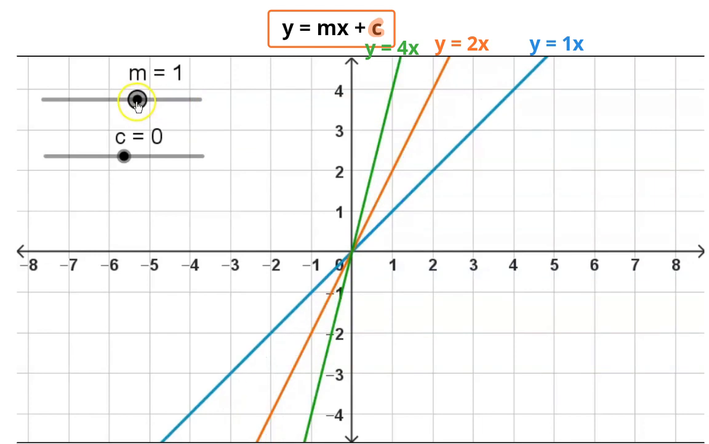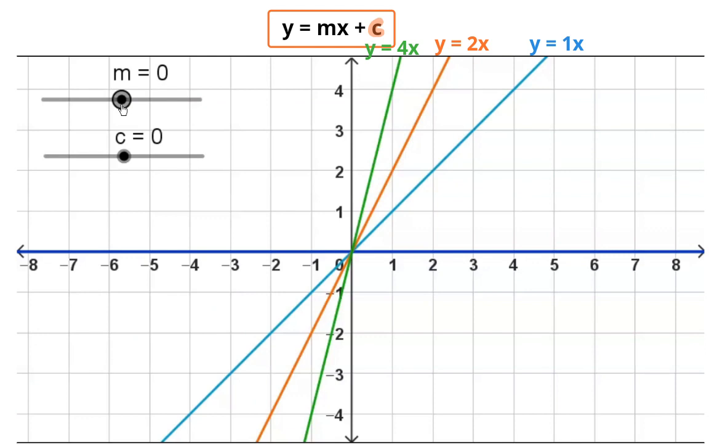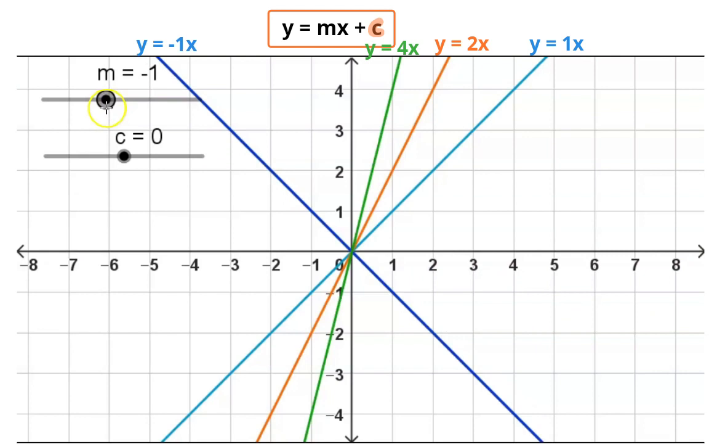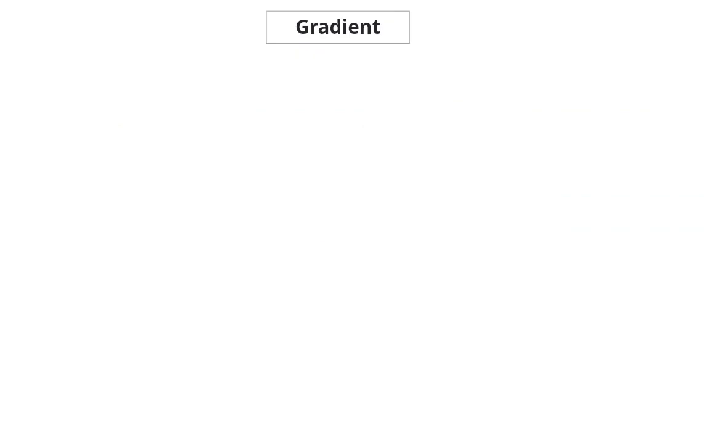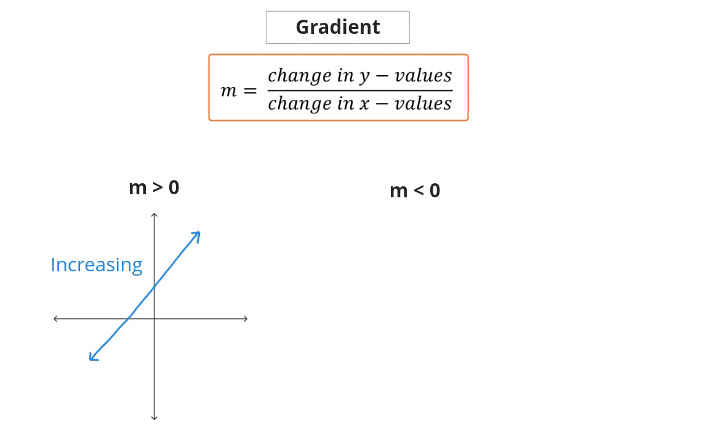If this m value becomes smaller than 1, the steepness of the line decreases until it becomes 0 for a horizontal line, and then this gradient can become a negative value, which will give us a decreasing line from left to right. So to sum up, the gradient gives us the ratio between the change in y values and the change in x values. If the m value is positive, the line will move up from left to right and be increasing. And when the gradient or m value is negative, the line will move down from left to right to decrease.